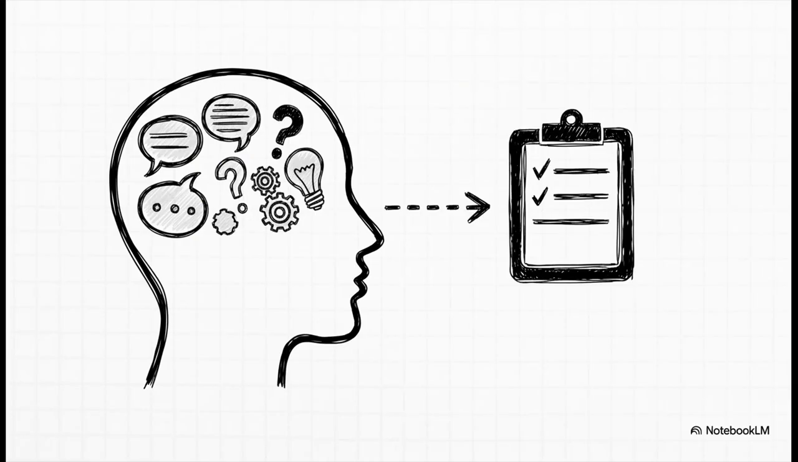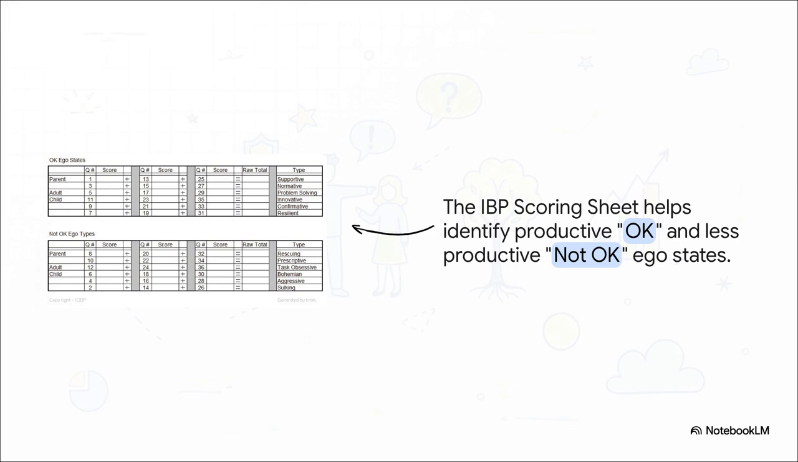Okay, once we've got a handle on their time, we need to dig a little deeper into their personality and how they communicate. For this, we use the Individual Behavioral Pattern, or IBP, questionnaire. Now, this is not about putting a student in a box, but it is about understanding their default settings and their go-to tendencies. The results from that questionnaire get plotted right onto this scoring sheet.